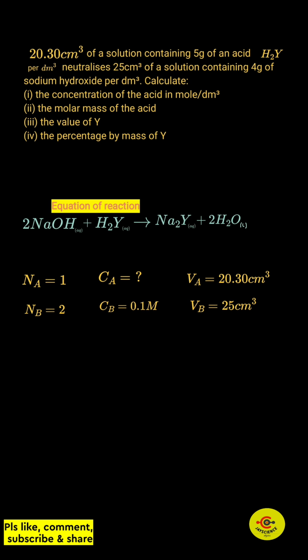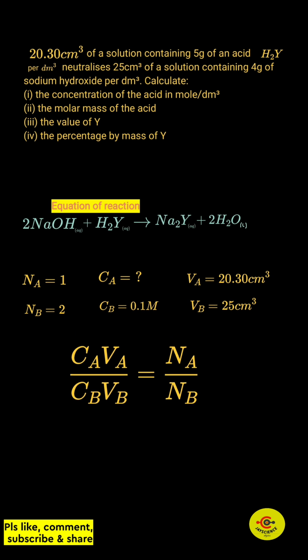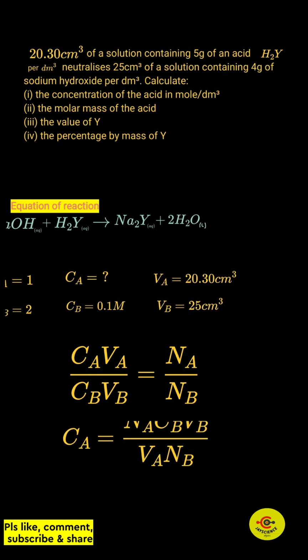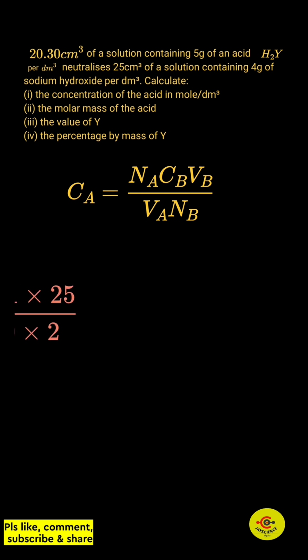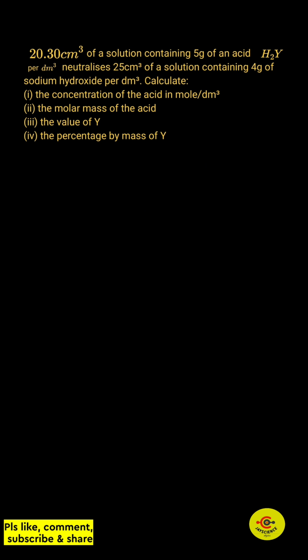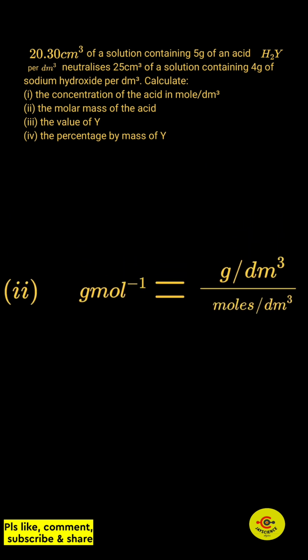So you apply the titration equation, that is CAVA over CBVB equals NA over NB. And then you make Ca the subject, plug in all your values. That is 1 times 0.1, and all of those values we stated earlier. You'll get 0.0616 moles.